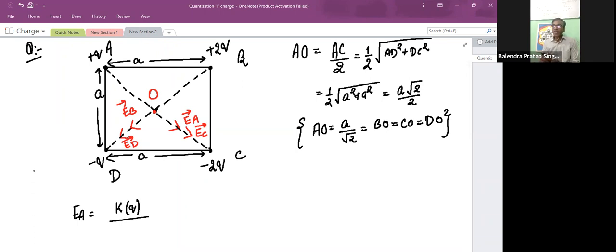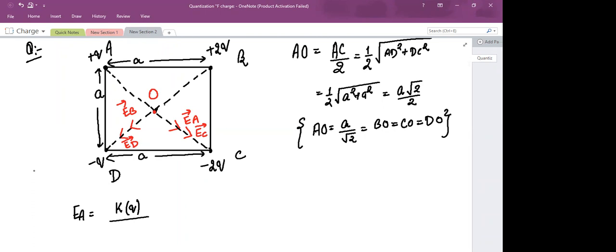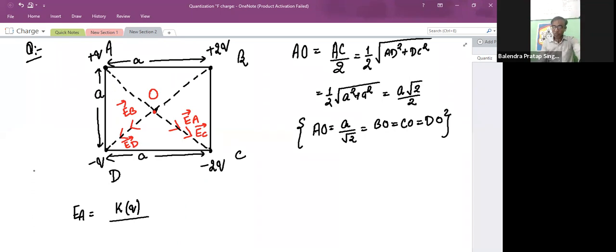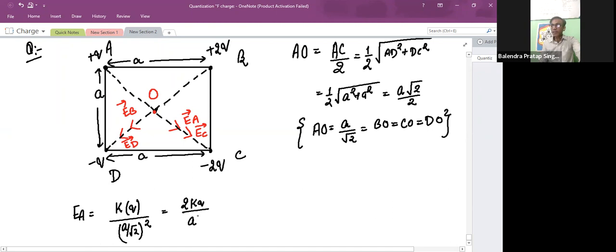Minashi, what is the value of R here? A by root 2. Very good. So R is A divided by root 2, whole square. This is your EA, and if you square it, that will give you 2kq divided by a square. Okay, this is your EA.